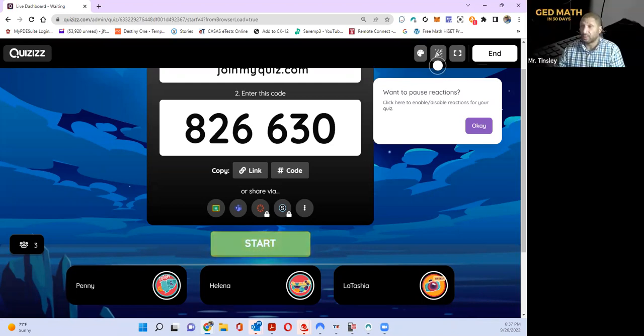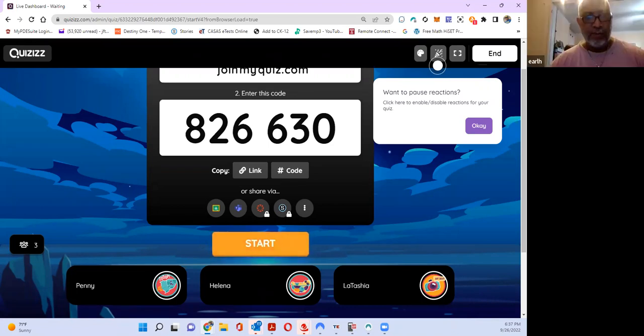826-630. So if you go into Chrome in the top right corner, you'll see a little square box with a number in it. Right now it might say 1, it might say 2. If you hit that plus sign, you can open up a new tab. And when you open up that new tab, you can go to joinmyquiz.com. What's the code again? 826? 630.